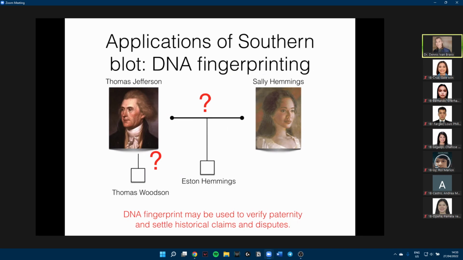Now, there's another complication to the story. There are the descendants of Thomas Woodson. They also claim that Thomas Jefferson is their ancestor. But the mother of Thomas Woodson is not known, it is not Sally Hemings. So they were also subjected to the same test.